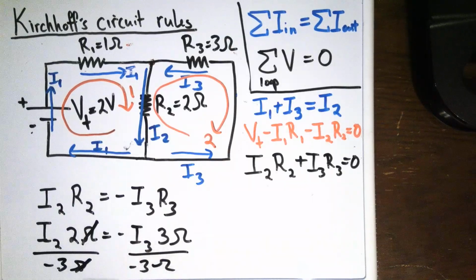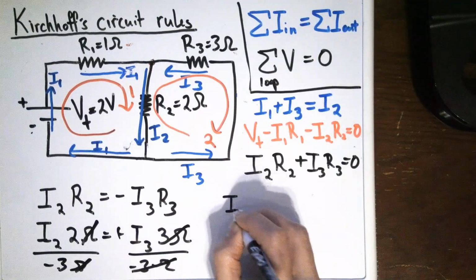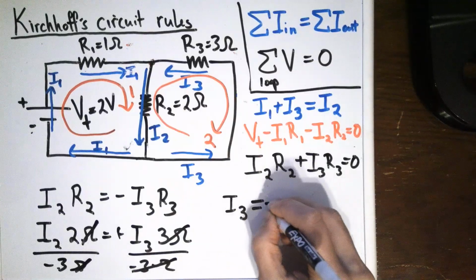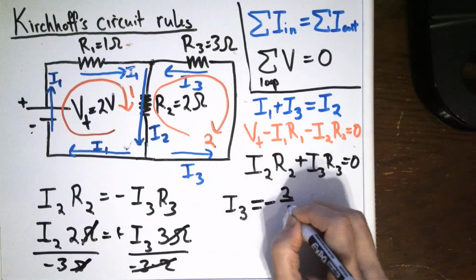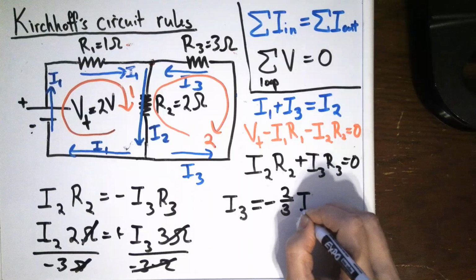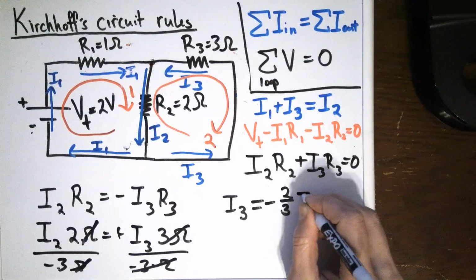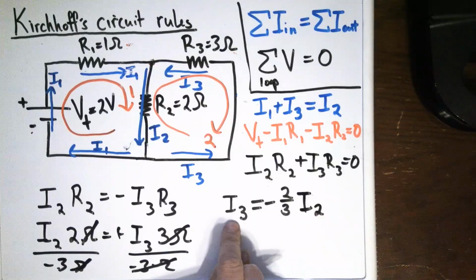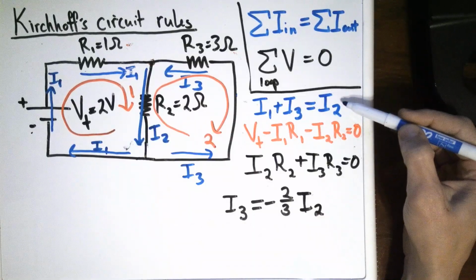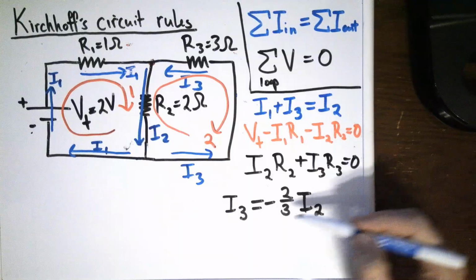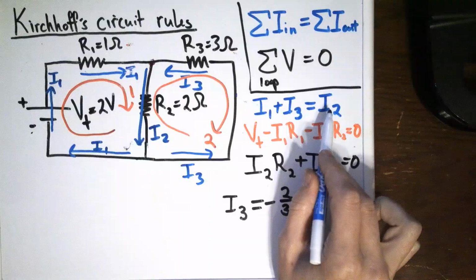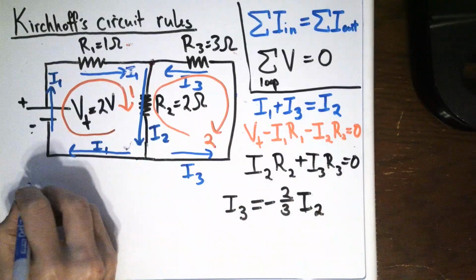My ohms cancel, the 3 and the negative cancel here, and I will get current 3 is negative 2/3 current 2. Okay, so now if I find current 2, I know current 3. Next up, I'm going to take this equation and now plug in what I know about current 3 to find current 1 in terms of current 2.